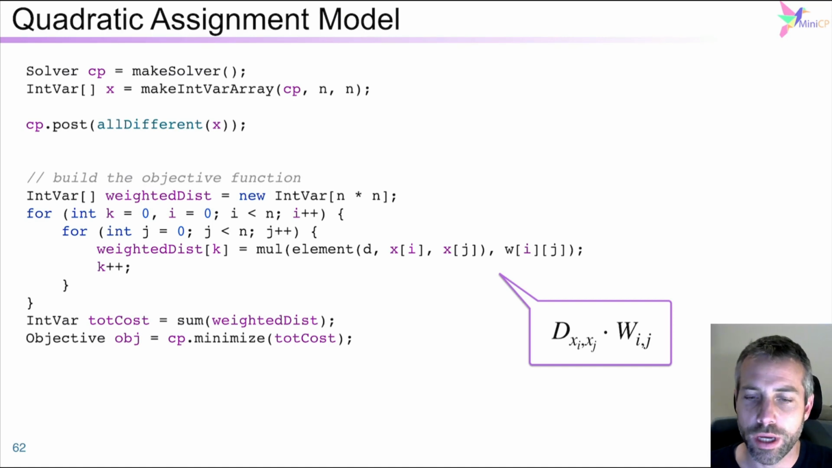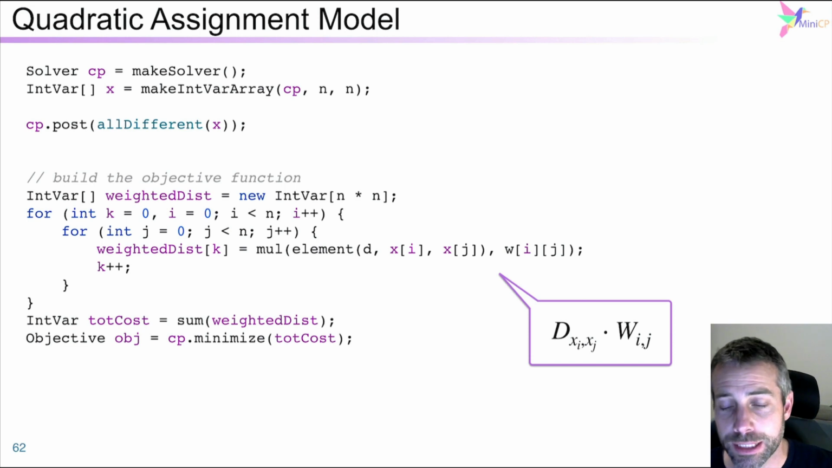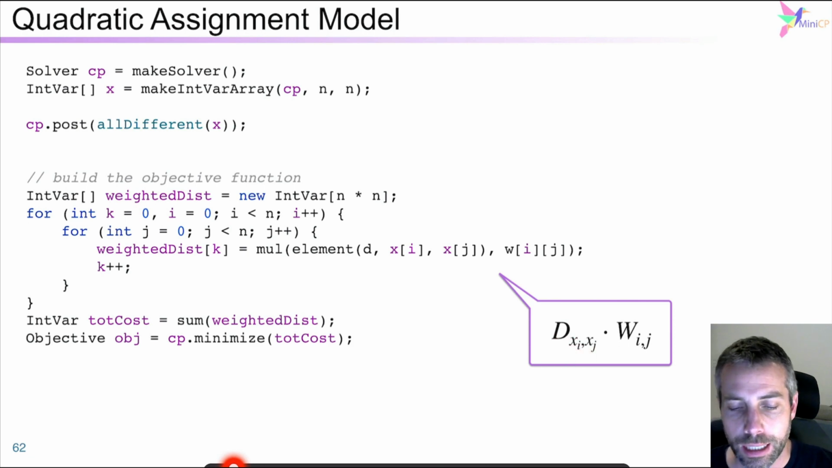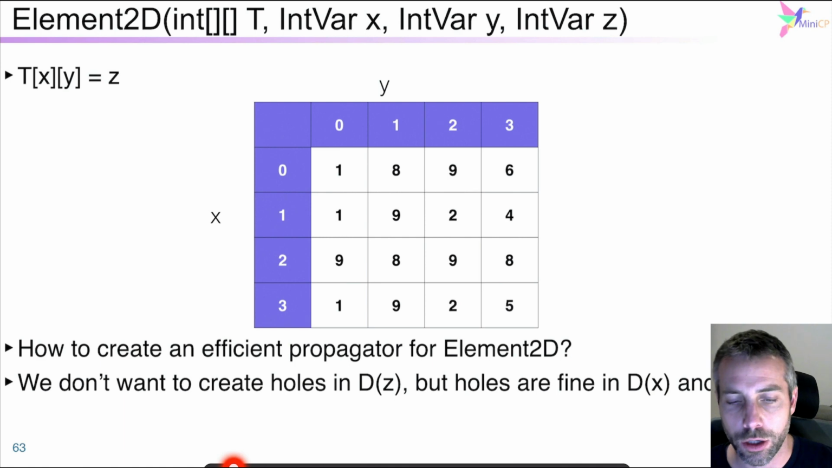In the previous video, we studied this very interesting quadratic assignment problem, and we saw something a little bit special there because we were indexing a two-dimensional array by two decision variables, xi and xj. And this method is a factory method that will create and post an element constraint for us. And this element constraint looks like this.